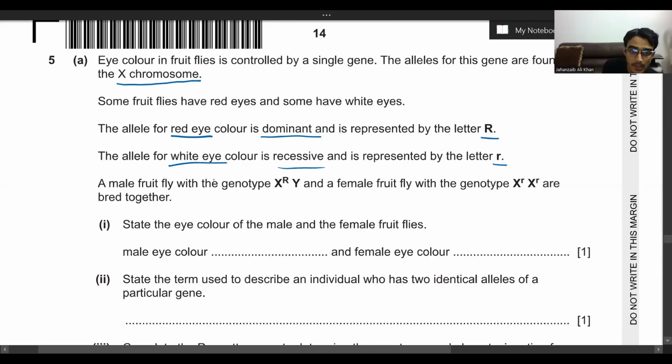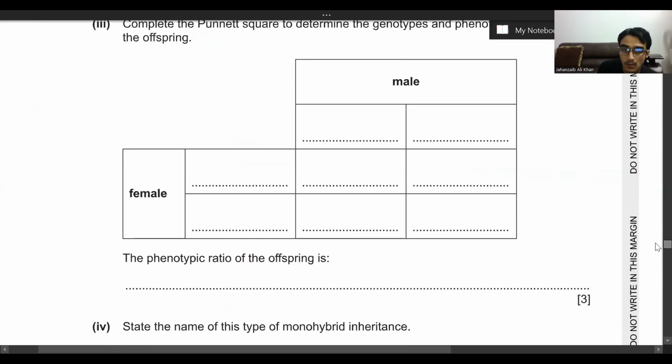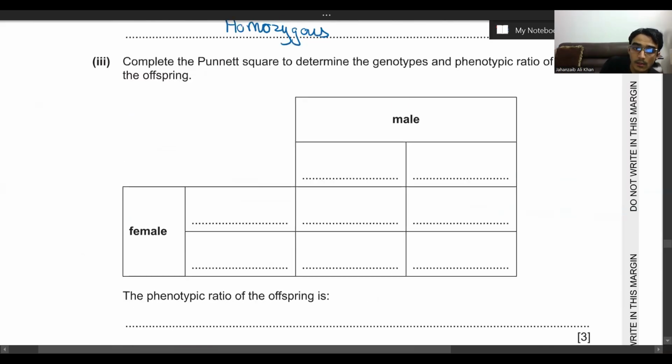The male XY has a capital R, so the male is dominant red. The female is recessive white. Identical alleles, okay, so this is homozygous. For example, our female here is homozygous recessive. So we have to make a Punnett square, right? Complete the Punnett square and determine the genotypic and phenotypic ratio.